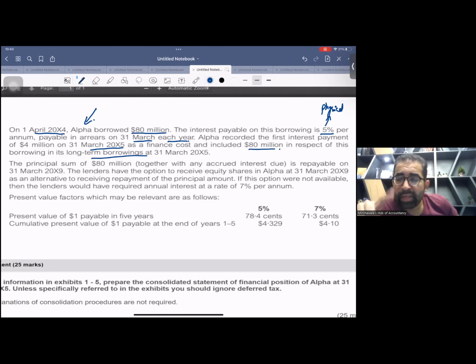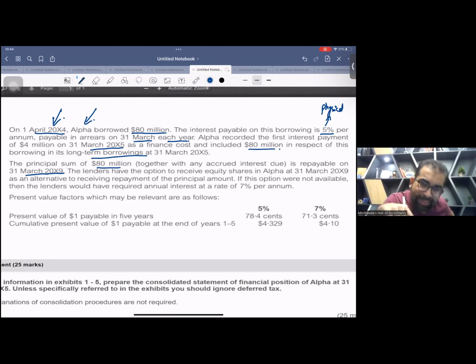They have recorded the complete transaction as a loan. Now, the principal sum of 80 million, together with any accrued interest due, is repayable on 31st March X9. The story started with the loan taken on 1st April X4, and this loan is going to mature on 31st March X9. Count the years. There are a total of 5 years.